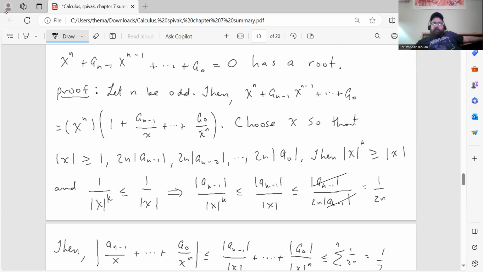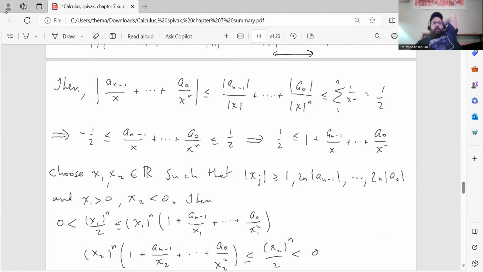And these inequalities here follow from this fact here, that we let x be big in magnitude, bigger than these numbers. All right, then from that we get that the absolute value of a n minus 1 over x plus dot dot dot plus a0 over x to the n is less than or equal to, by the triangle inequality, the absolute value of each of the terms, which by what we just derived above is less than or equal to 1 over n summed with itself n times, which simplifies to give you 1/2.